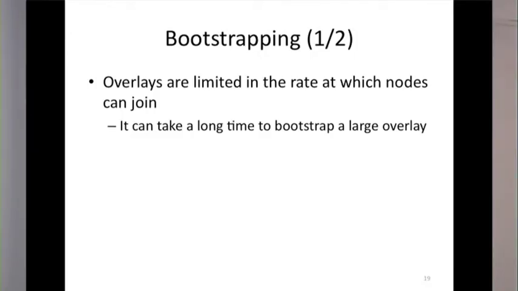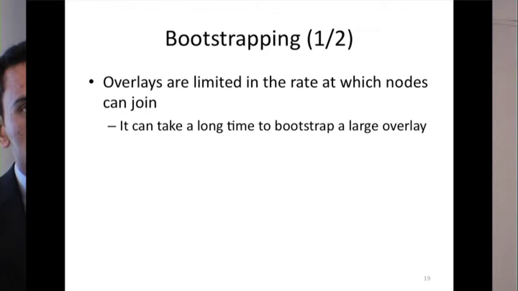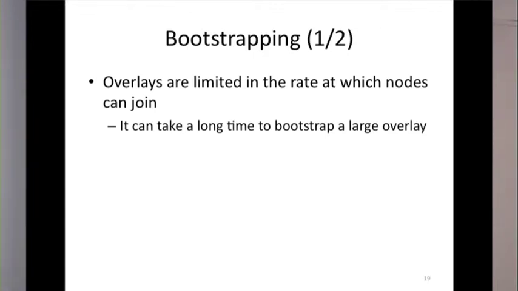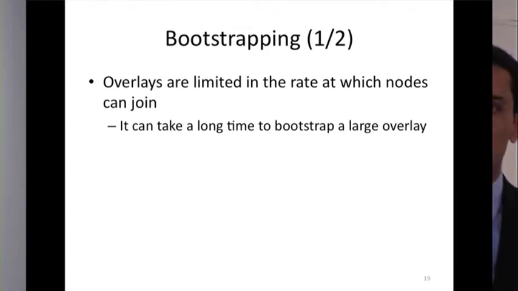Second, what happens with overlays is that they have a limit on the rate at which nodes can join the system. When you have such a limitation, it becomes slow to bootstrap a large overlay. So let's say you want to start a network with thousands of nodes. Then you all of a sudden have to wait for the initial nodes to join. Then you join more. Then you join more. So it can take hours to bootstrap an overlay.